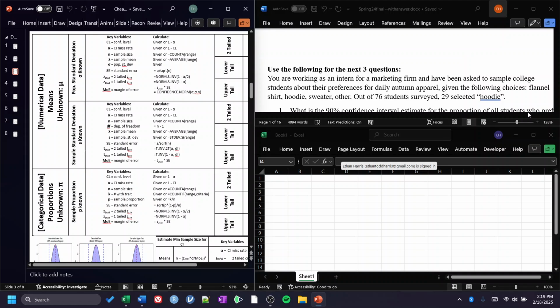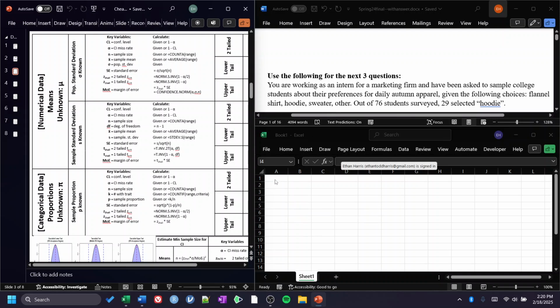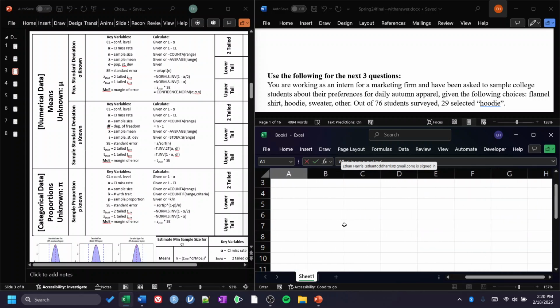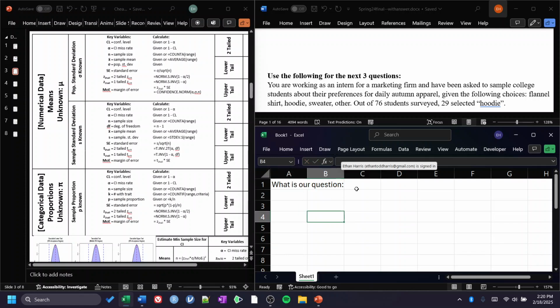Okay, let's see what our data type is and what's going on before we even take a look at our problem. The first thing that I want to put up is, what is our question? Let's zoom in just a little bit. What is our question? It's the daily autumn apparel preference.